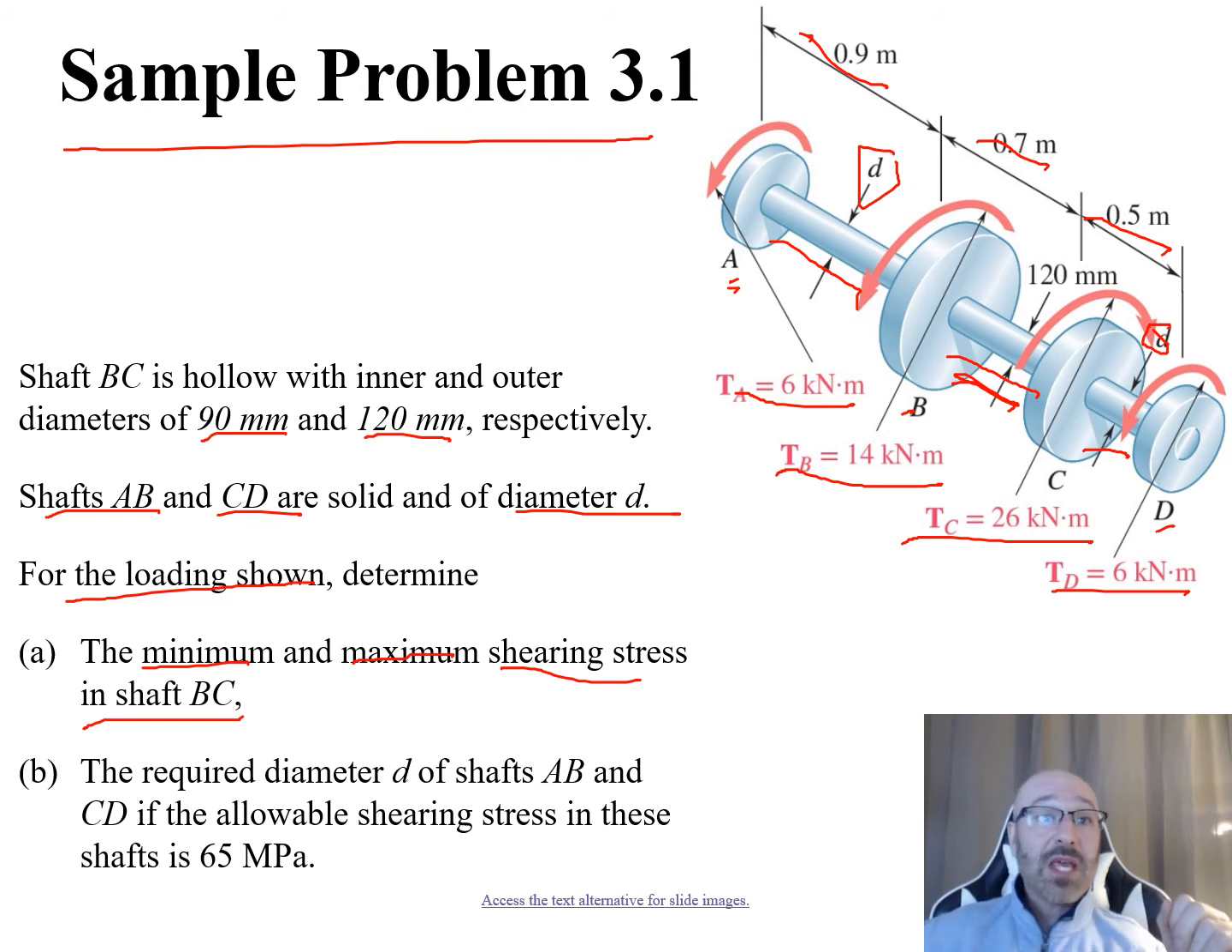Now for part B, they ask us to find the required diameter D, so there's that D right there and that D right there, for shafts AB and CD. So these two shafts on the end here, if the allowable shearing stress in these shafts is given to us as 65 megapascals. So now we're going to back out that diameter D if we're given the shearing stress right there. So in part A, they give us the diameters and we need to calculate the shearing stress. Now in part B, the reverse of that, for the two other parts of the shaft, they give us the maximum allowable shearing stress, and we need to back out that diameter D.